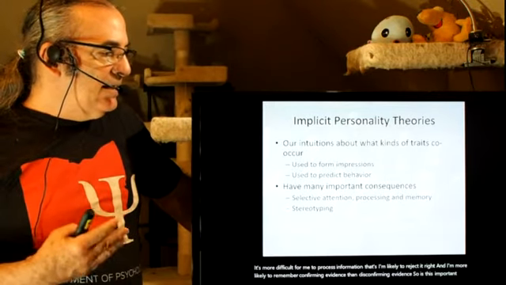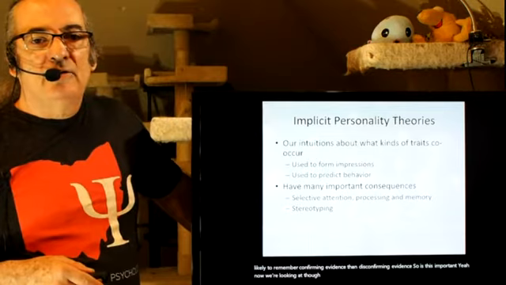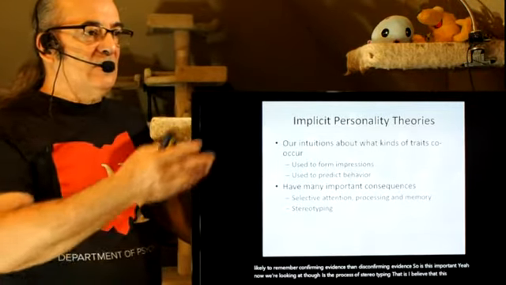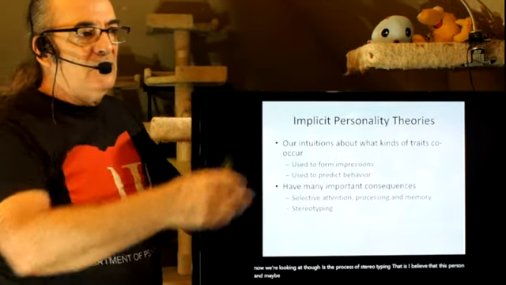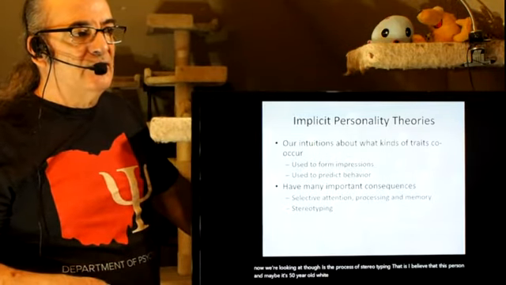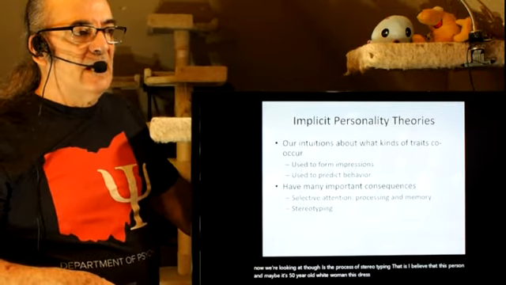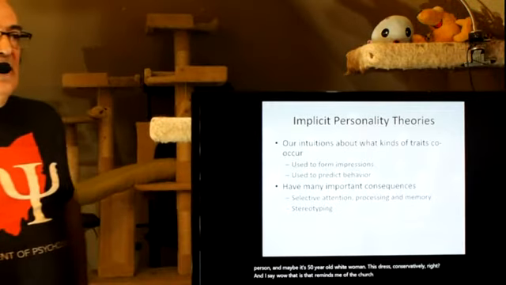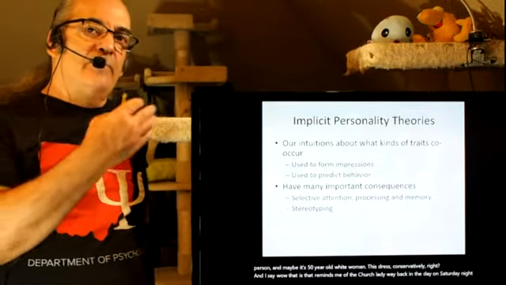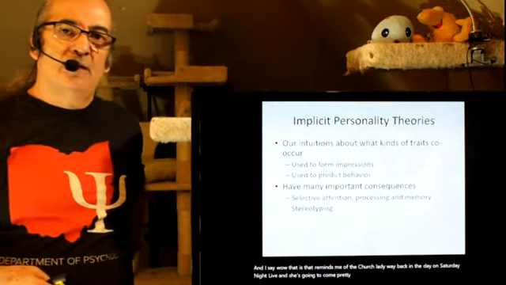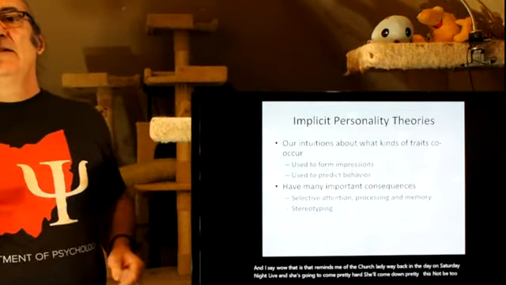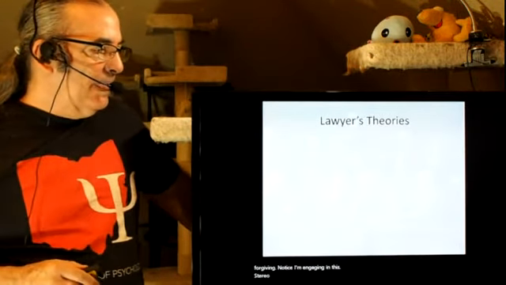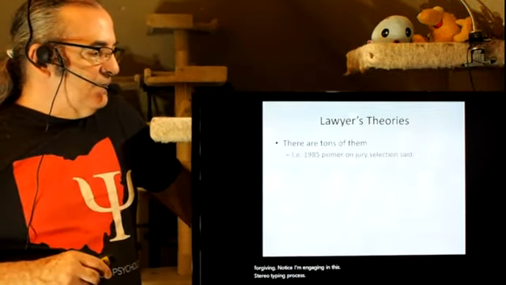Now, what we're looking at, though, is the process of stereotyping. That is, I believe that this person, and maybe it's a 50-year-old white woman that's dressed conservatively, right? And I say, wow, that reminds me of the church lady way back in the day on Saturday Night Live, and she's going to come down pretty hard on this, not be too forgiving. Notice I'm engaging in this stereotyping process.